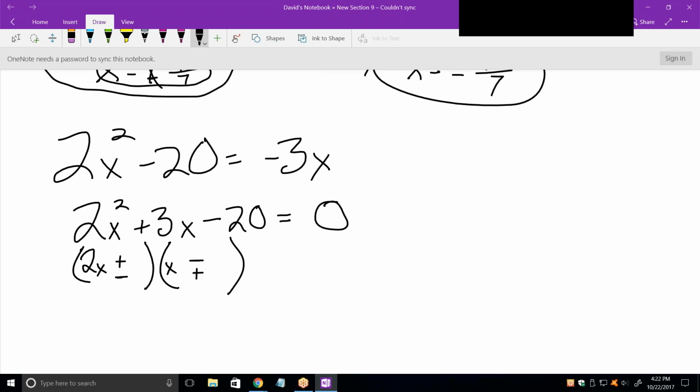Now, how many factors of 20 do we have? We have 1 and 20. We have 2 and 10. 5 and 4. And I think that's all. So those are the 3 sets of factors we have to work with. Which one should we try to begin with? 10 and 2? Always the 2 closest ones together, so 5 and 4 then?